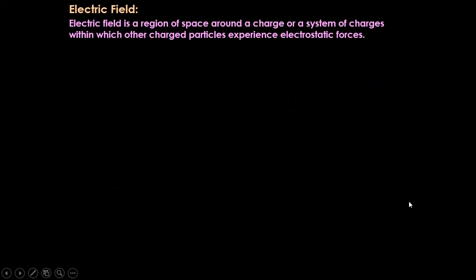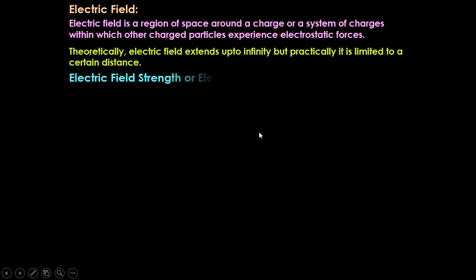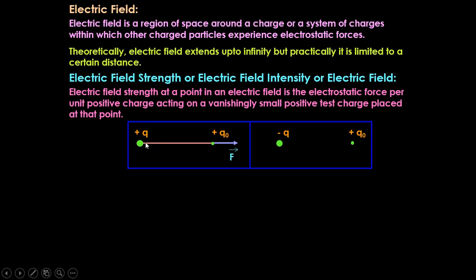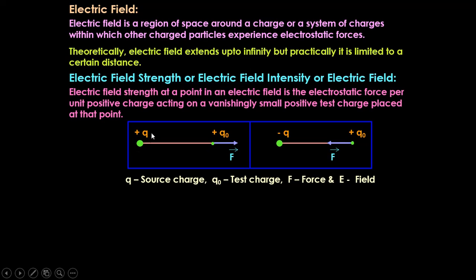Now we go to electric field. So first of all, I will show you one small diagram. So here I am taking two charges. One is plus Q, another one is plus Q naught, and I call this charge Q the source charge, and I call this Q naught the test charge. Now first of all, what is field?